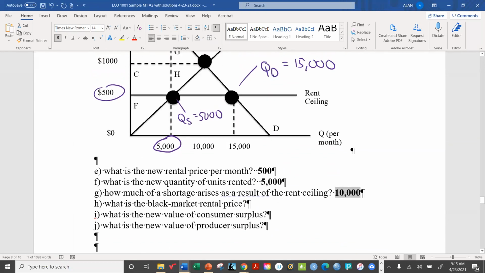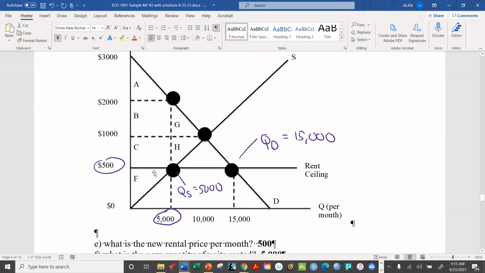Now, the black market price, now we're making an assumption here. We're assuming that the landlords are standing there saying, everyone, if you still want to live here, you've got to pay me the free market price. At $500, I could be getting $2,000. So we're making an assumption that people will put money into the landlord's pocket to compensate them for the rent ceiling. In other words, if you look at the demand curve, people would have been willing to pay $2,000 for 5,000 units.